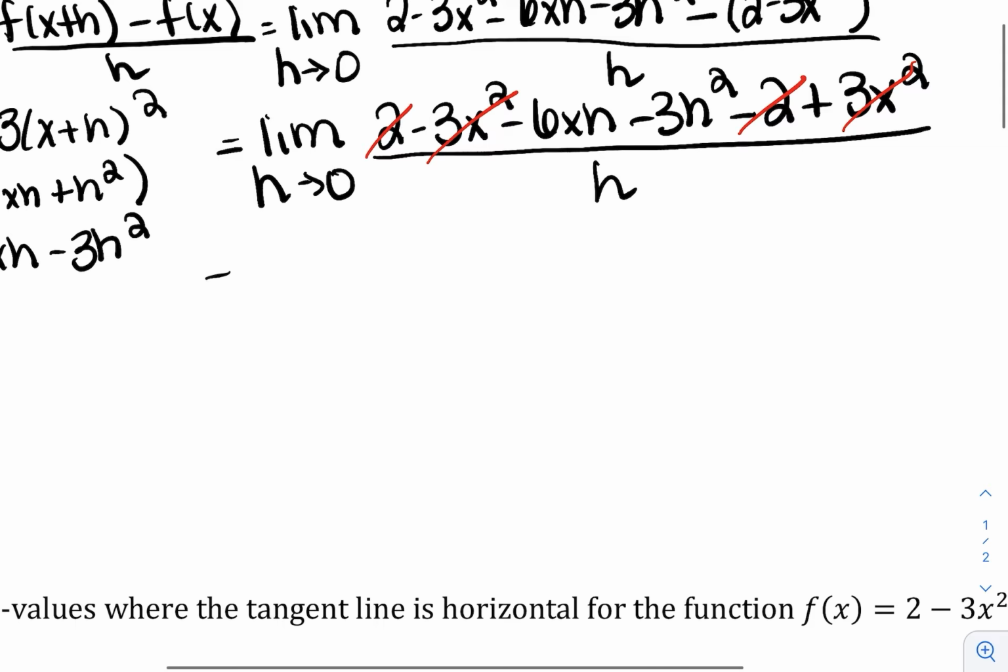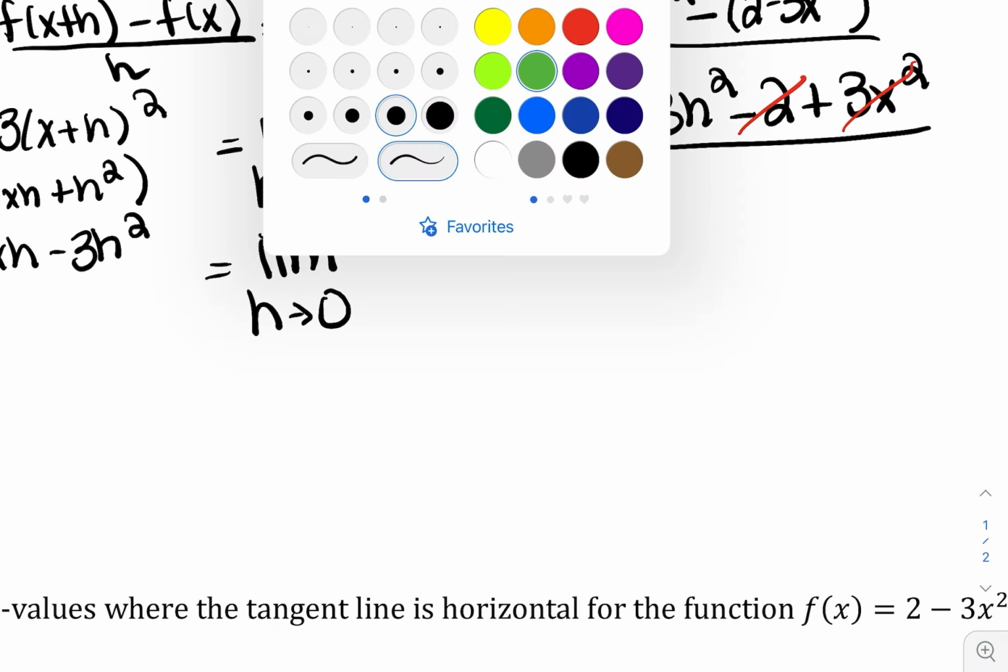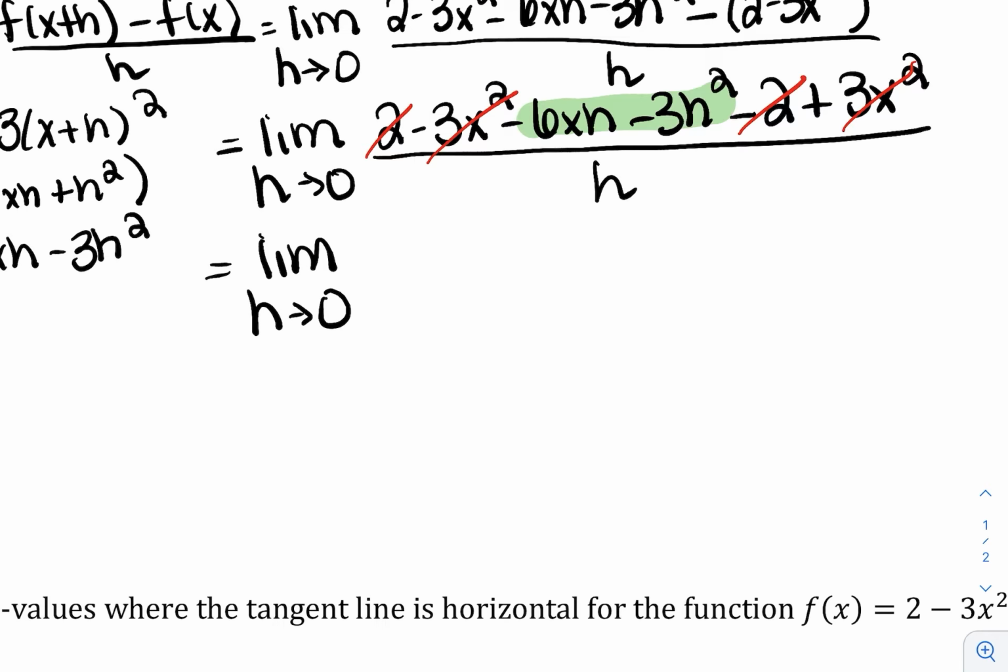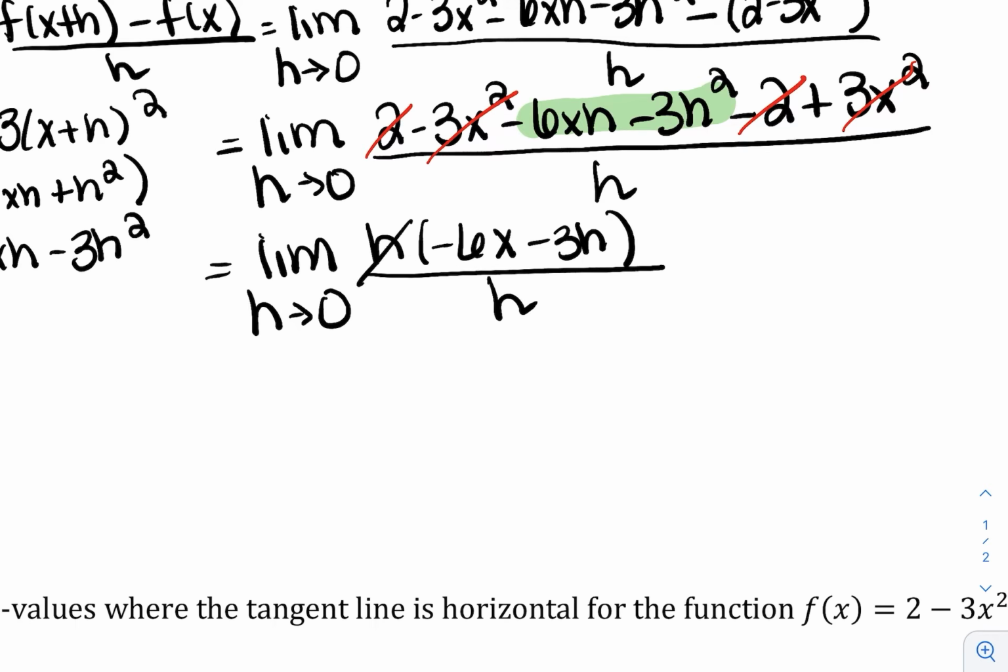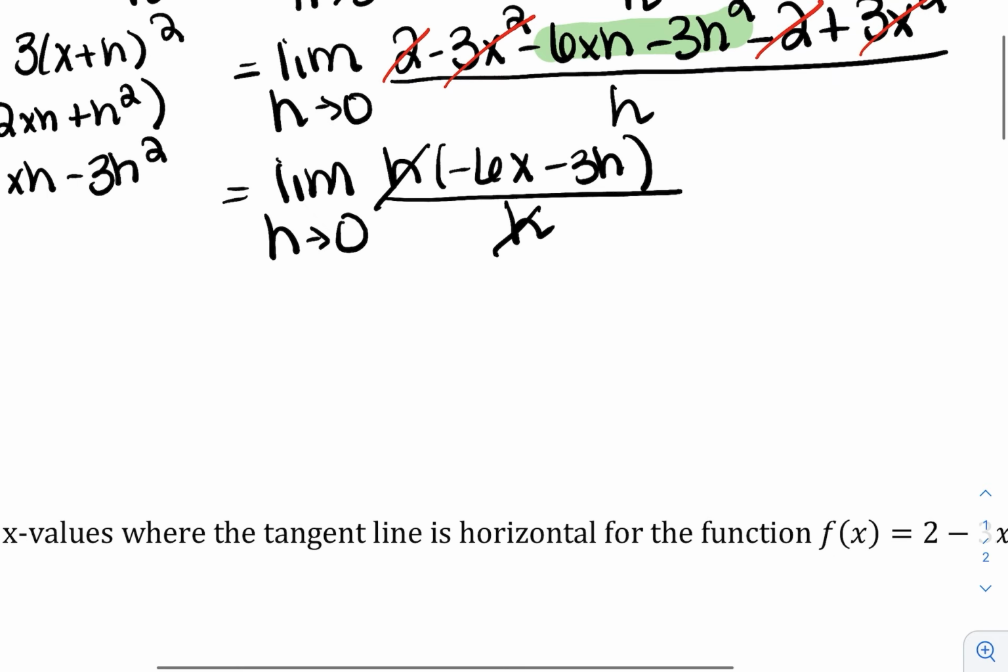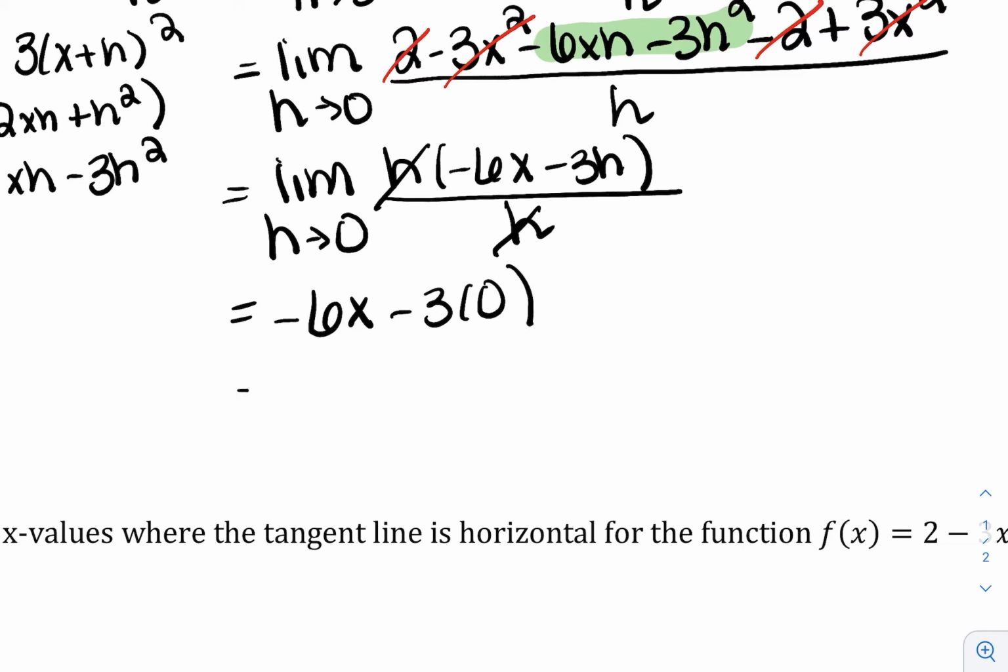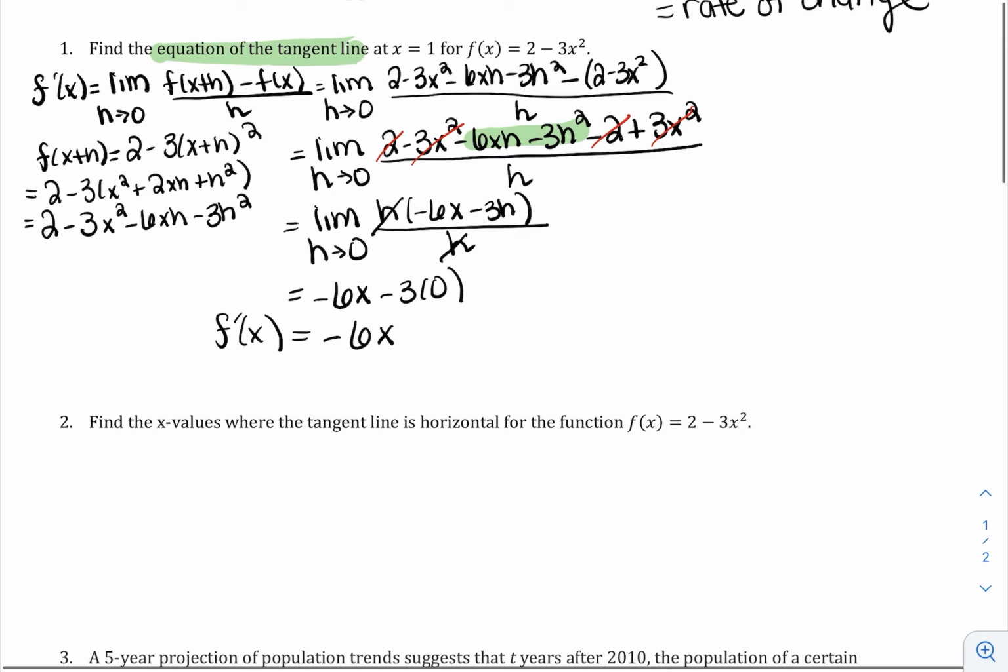And I am left with the limit as h goes to 0. I can see that my two terms that are left both have an h. So I'm going to take out that h. I'm going to be left with negative 6x minus 3h over h. Here comes the magic again. The h's cancel. Now I can plug in h equals 0, so negative 6x minus 3 times 0, and I get a derivative of negative 6x. So my derivative, f prime of x, is negative 6x. So that's actually step number 1.